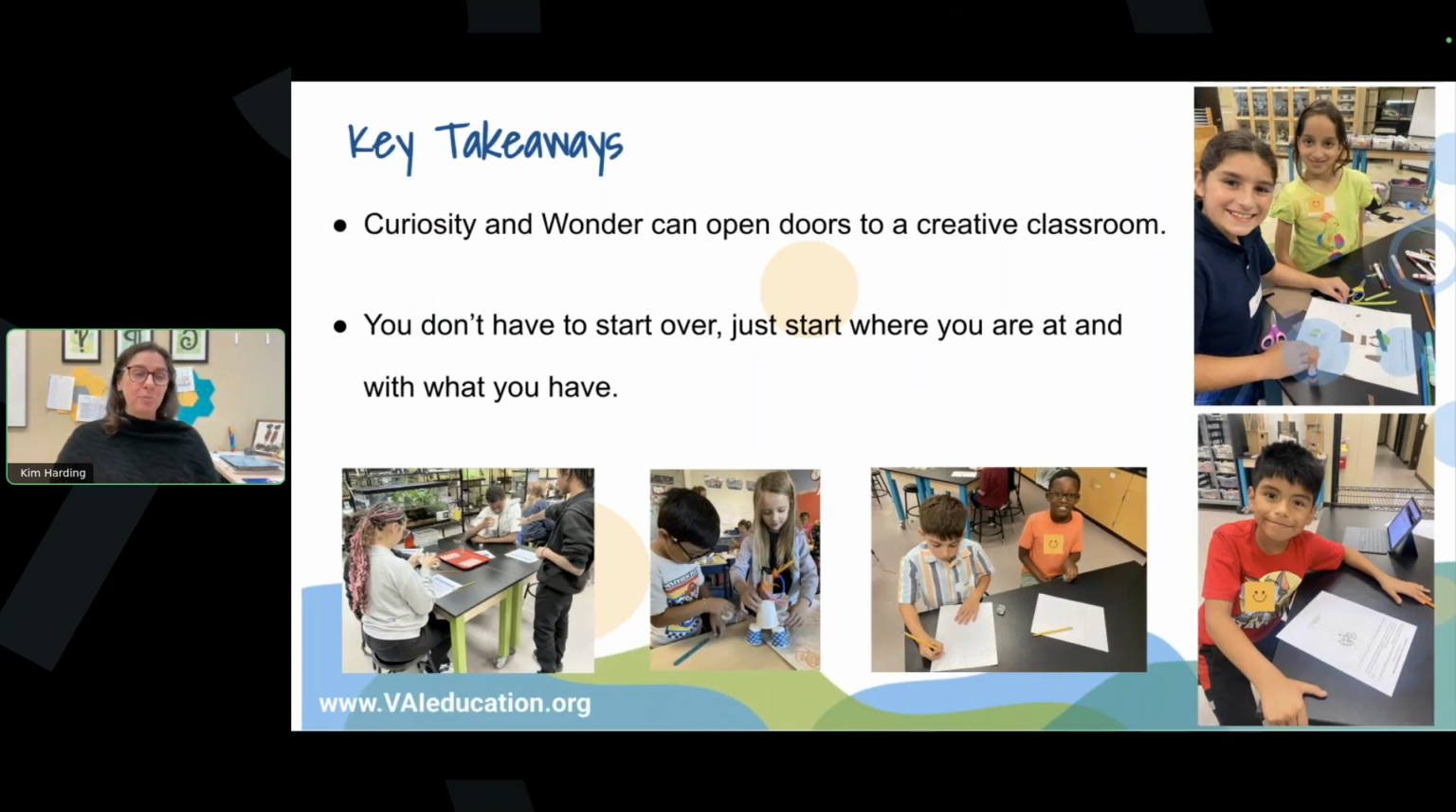And also very important, you don't have to start over. Start where you're at right now. If any of this sounds good to you, just see how you can weave it in, right? You don't have to put on the brakes. You don't have to change course. Just start where you're at and use what you have. The kids will roll with it.